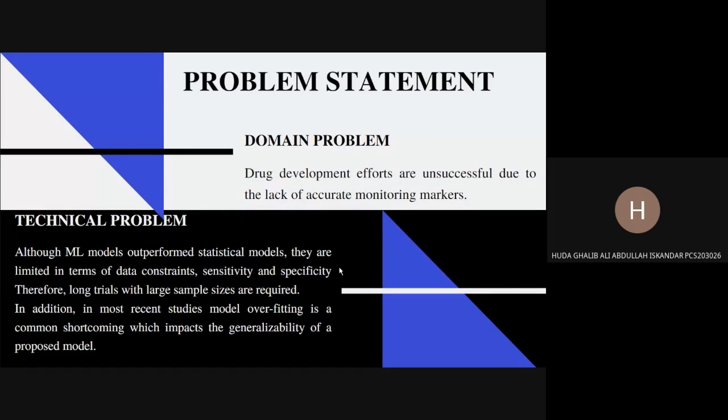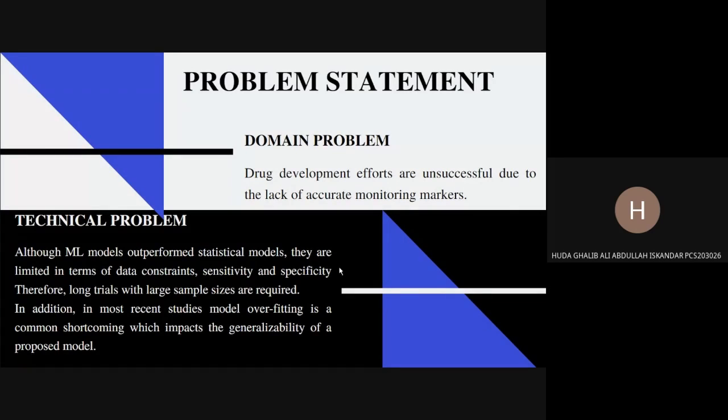For the problem statements, we will discuss it from two perspectives: the domain problem and the technical problem. As we said, ALS is a disease that affects the neuron system of adults, which causes difficulties in moving arms, and the survival ranges from 3 to 5 years. Despite many tireless research efforts, drug development efforts are unsuccessful, and clinical trials have many barriers, such as disease heterogeneity, late-stage involvement into trials, and mixing other patients with similar disease features.